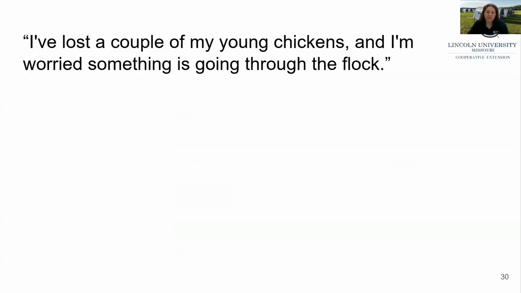And then sometimes our producer isn't asking us about treatment. They're trying to understand something they're seeing. So this is a call I get particularly in the middle of the summer. I've lost a couple of my young chickens and I'm worried something is going through my flock. So before we start thinking about what could cause this problem, we'll think a little bit more about what they're actually seeing. First, we might ask how old they are. That matters because young chicken can mean many different things. A very young chick, an adolescent bird, and a young adult can have very different problems.